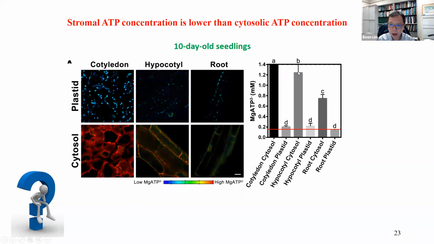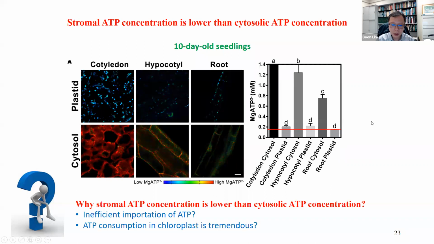And then in hypocotyl, its level is lower, and in the root cytosol, it is lower. However, in the plastid, the ATP concentrations were very low. So we ask a question: why is stromal ATP concentration lower than cytosolic ATP concentration? Is it due to inefficient importation of ATP, or is ATP consumption in chloroplast tremendous?